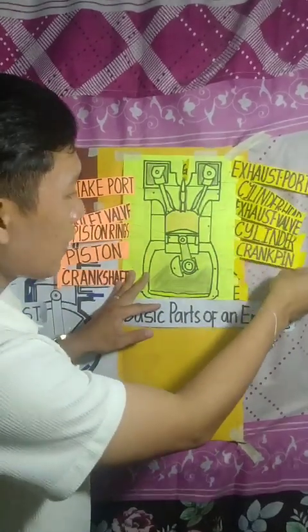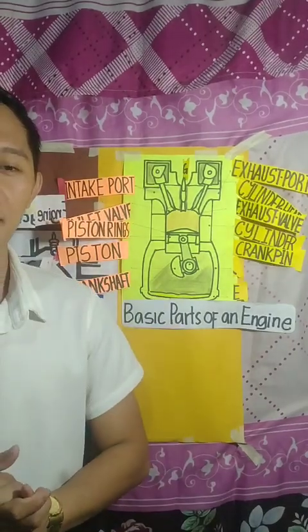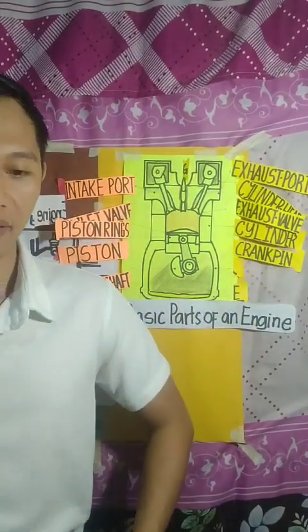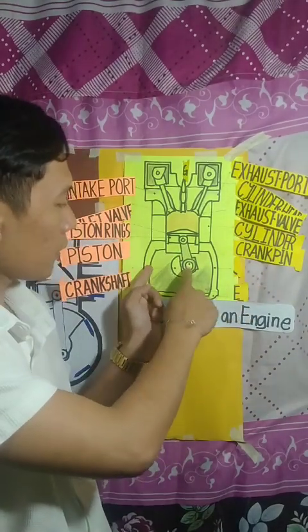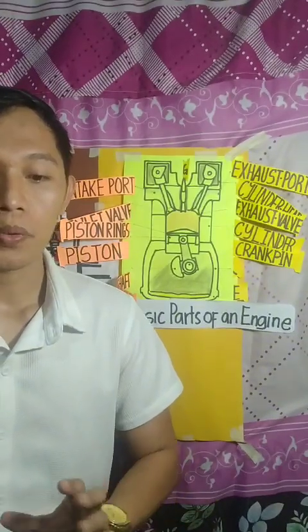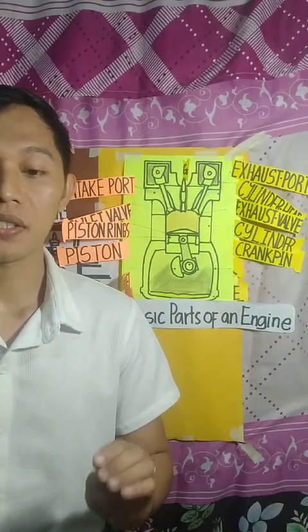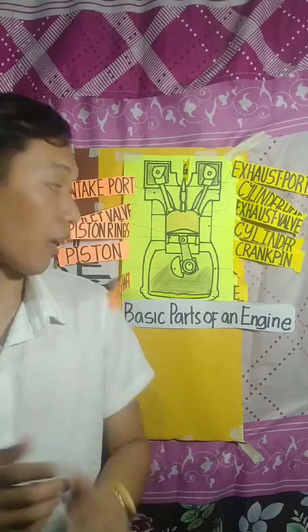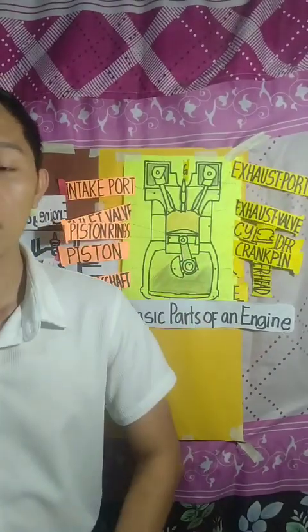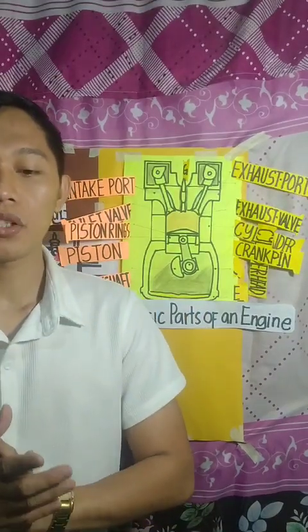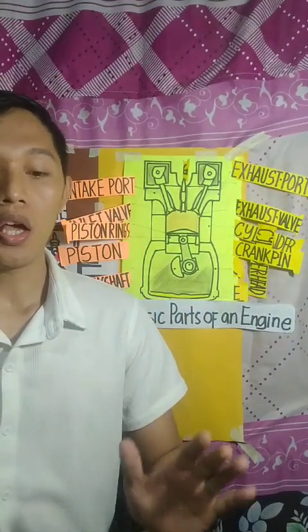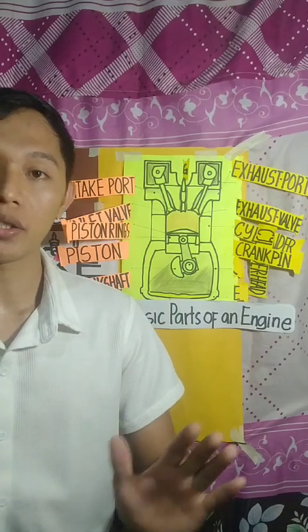Let's talk about the crank pin. What is crank pin? Crank pin here. Crankpin is a cylindrical protrusion on the crankshaft that serves as the bearing surface of the connecting rod. It converts the up and down motion of the piston into a rotary motion.